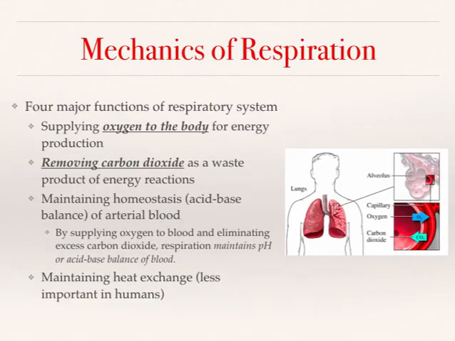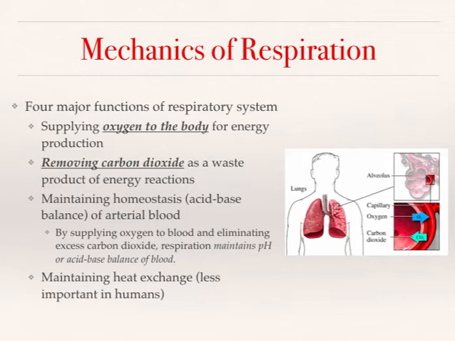Mechanics of respiration: the major function of the respiratory system is obviously oxygenation, supplying oxygen to the body for energy production. So your tissues need oxygen in order for ATP to occur, essentially. And it's also obviously critical to remove carbon dioxide. This is the waste product that we're removing from the body. Our body maintains homeostasis, or basically what we call acid-base balance of arterial blood. And a lot of this is done through chemoreceptors, which I'll go through in a moment.